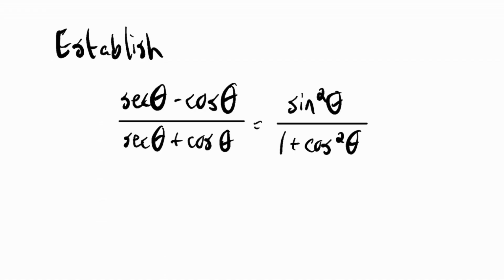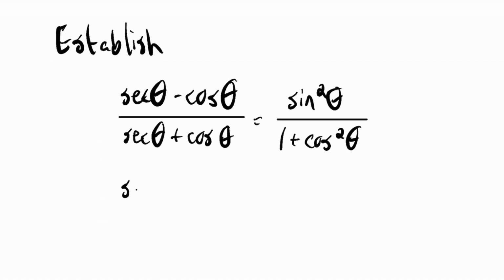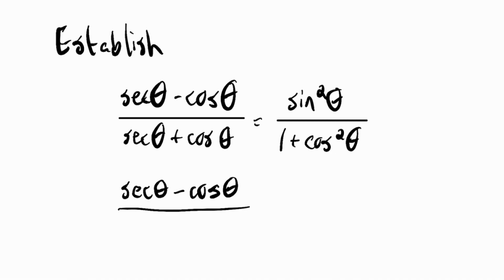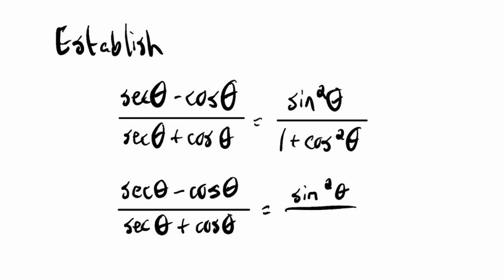I'm going to first copy the problem because I want to have the original undisturbed to look at. So secant theta minus cosine theta all over secant theta plus cosine theta equals sine squared theta over 1 plus cosine squared theta. And we have some options as to how we want to indicate what I'm doing.